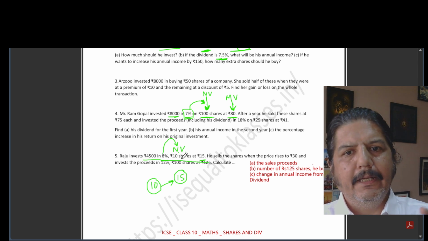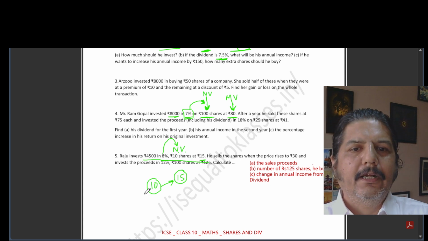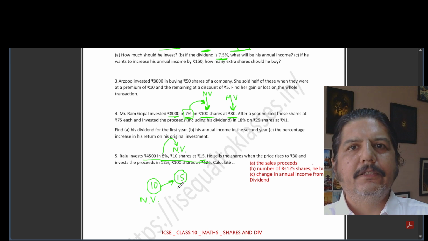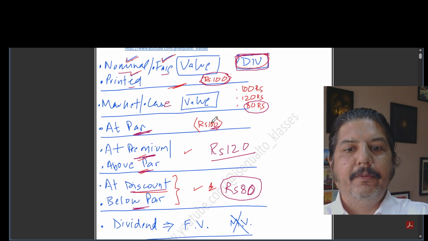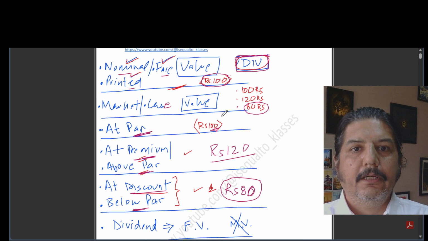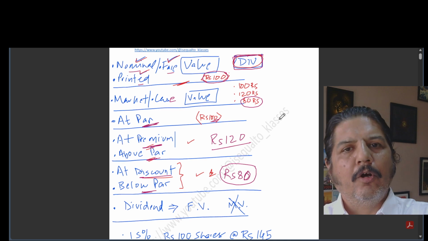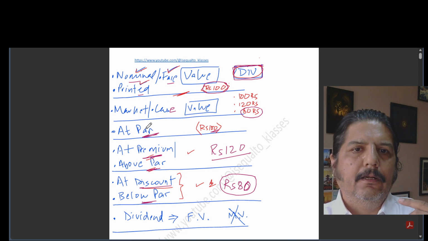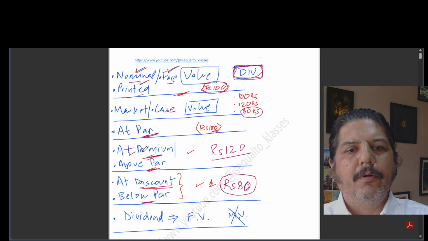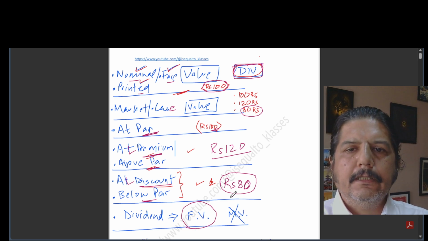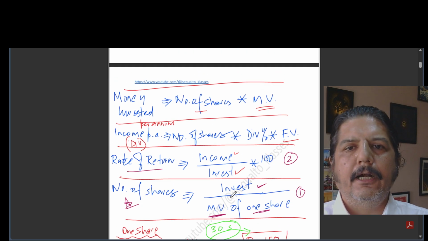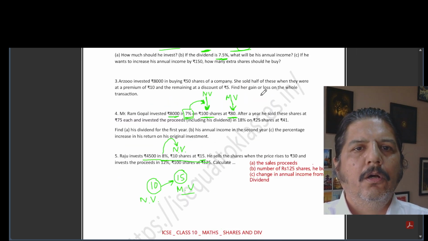Another question. Raju invests 4,500 rupees in 8%, 10 rupees shares at rupees 15. Remember, 10 is the nominal value and 15 is the market value. If you see, this is available at a premium, like we did. This might come as an MCQ also. So please remember the terms which are being used: nominal value, face value, printed value, market value, at par, at premium, above par, at discount, below par, and dividend is applicable on the face value. It is not applicable on the market value. These are the formulas that you can use. Let's go to the next question now.